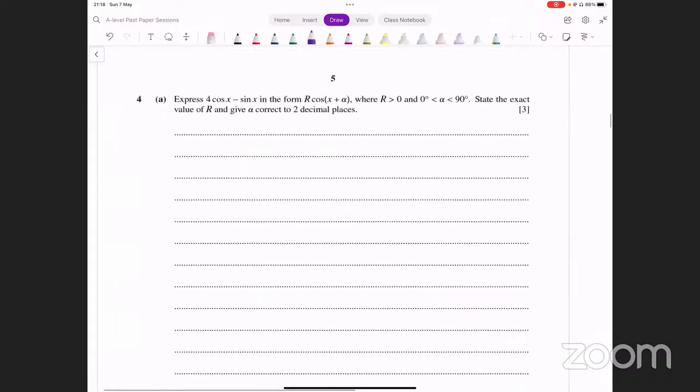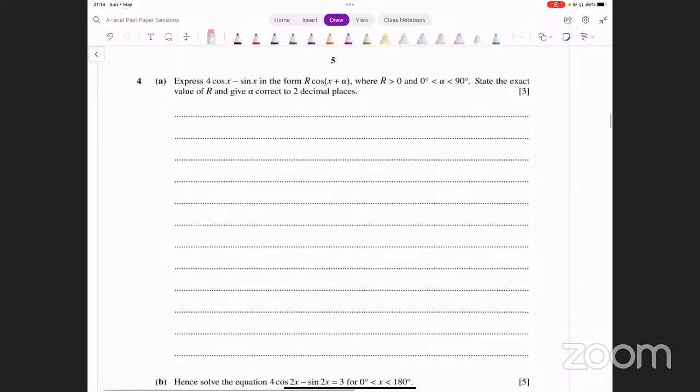Question number 4. It says express 4 cos x minus sin x in the form r into cos of x plus alpha, where r is greater than 0 and alpha is between 0 and 90. State the exact value for r and alpha to 2 decimal places. It's a standard question, free 3 marks that you have in paper 3. आपको बस 2 formulas use करने होते हैं. उससे पहले बस एक चीज का आपने ध्यान रखना है.